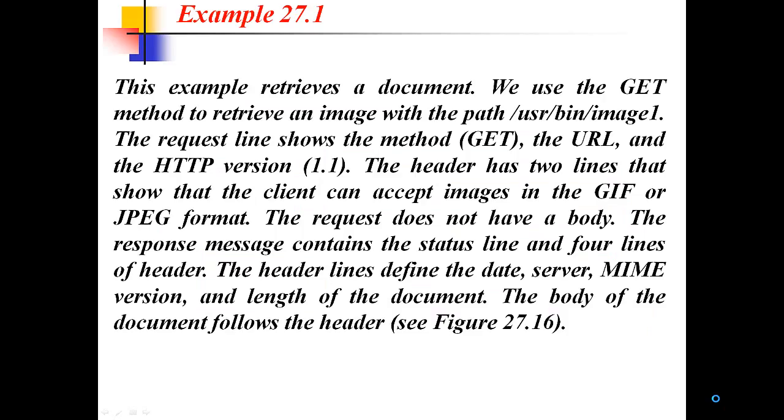So here's an example. In this example, we're going to retrieve a document. We'll use the get method to retrieve an image with a path /usr/bin/image1. The request line shows the method get, the URL, and the HTTP version 1.1. The header has two lines that show that the client can accept images in the GIF or JPEG format. The request does not have a body. The response message contains a status line and 4 lines of header. The header lines define the date, server, MIME version, and the length of the document. The body of the document follows the header.